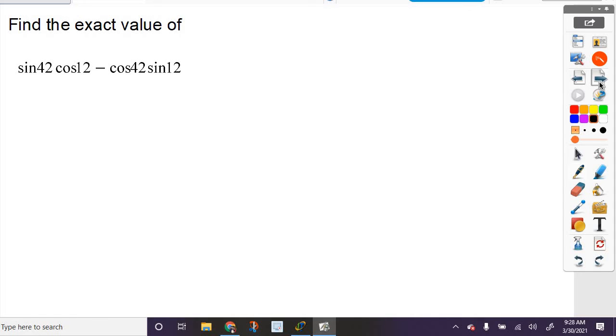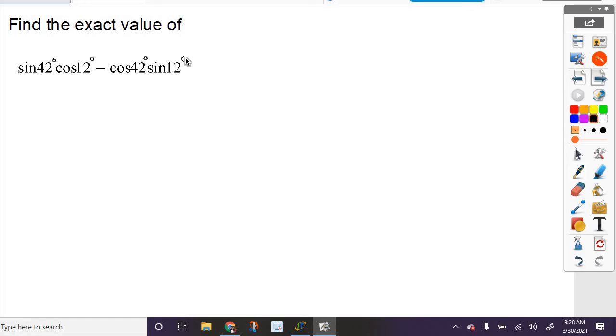Alright, so in our next one, these are all degrees. So we have sine of 42 degrees times cosine of 12 degrees minus cosine of 42 degrees times sine of 12 degrees. So this one looks a little bit different because we don't just have one trig function that they're asking us to evaluate. Also notice that neither 42 nor 12 are on our unit circle. And so we might be thinking, oh, I have to apply it a bunch of times this time.